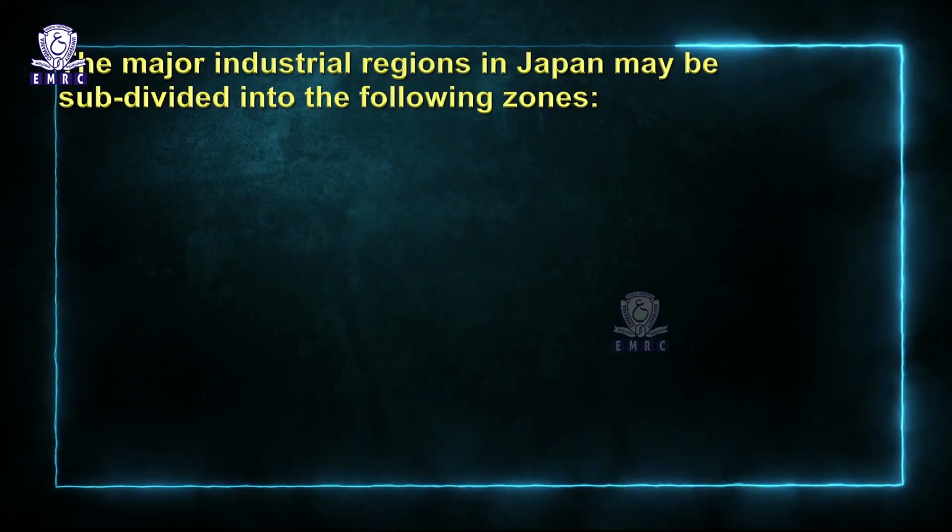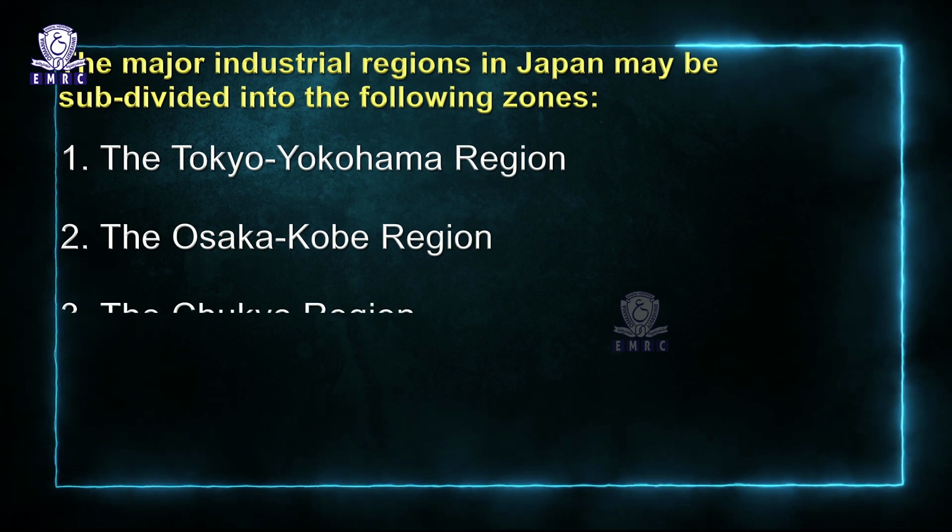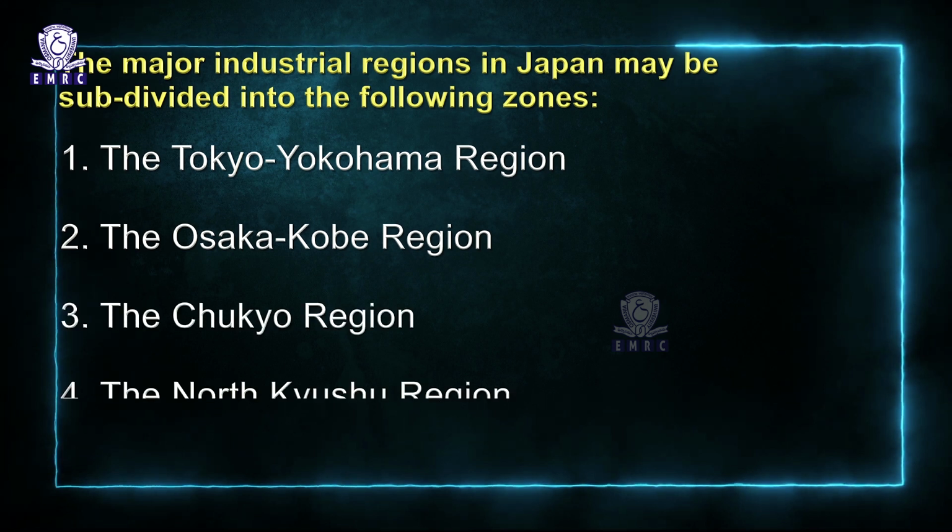At present, 35% of the working people in Japan are engaged in manufacturing activities. In 1995, manufacturing in Japan contributed 38% of the country's GNP. The major industrial region in Japan may be subdivided into the following zones. The first is the Tokyo-Yokohama region. Second is the Osaka-Kobe region. Third is the Chukyo region. Fourth is the North Kyushu region.